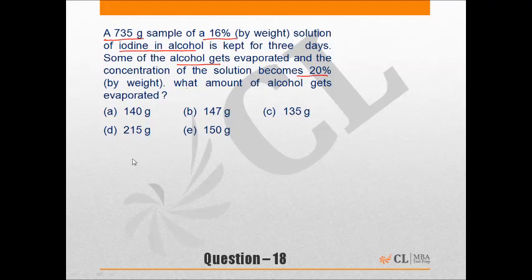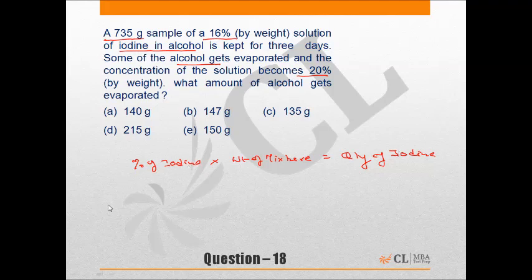Okay, so let's look at the basic formula. What is the quantity of iodine which is available? Quantity of iodine will be percentage of iodine multiplied with weight of the mixture. So if it is 20% iodine and weight of the mixture is 200 grams, it is going to be 40 grams iodine.